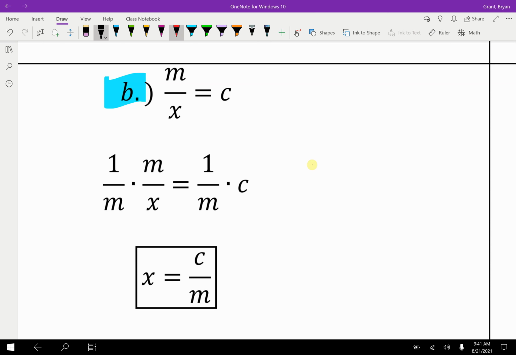Well, let's follow this out. 1 over m times c is c over 1. We multiply fractions straight across. 1 times c is c, m times 1 is m. The right side looks perfect. The left side, the m's do cancel. We can cross-reduce those fractions.